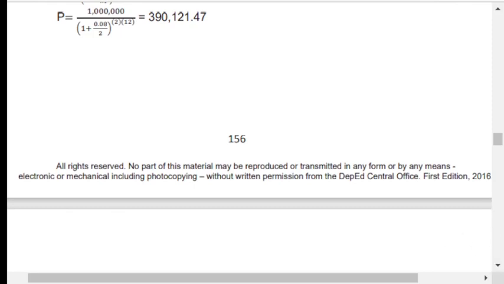So this will be all for this topic, and then we'll proceed to the next, which is finding the interest rate and time in compound interest.